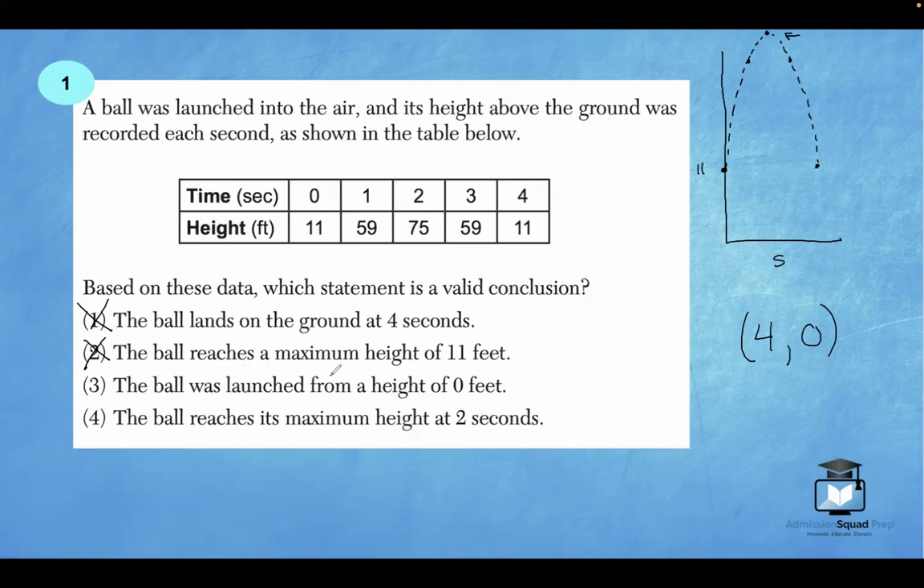The ball was launched from a height of 0 feet. At 0 seconds, the ball was actually launched from a height of 11 feet. So that is also incorrect. Answer choice 4 says the ball reaches its maximum height at 2 seconds. And that is correct. When x equals 2 seconds, the y-coordinate is 75 feet. And that is going to be the maximum height of the ball. So answer choice 4 is correct.